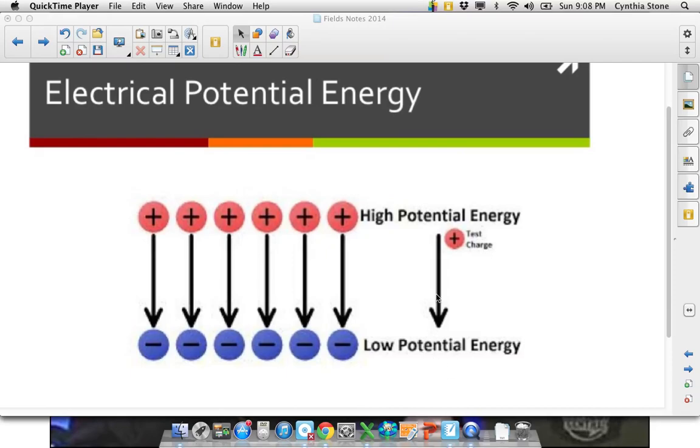And by the way, as we get through this unit and we do apply conservation of energy, we never concern ourselves with gravitational potential because, again, it's negligible compared to electric energy.